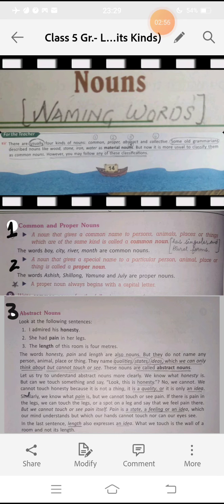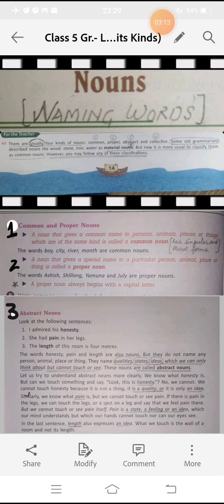A proper noun always begins with a capital letter. As you can see, Ashish A is capital, Shillong S is capital, Yamuna Y is capital, July J is capital. So all the proper nouns begin with a capital letter.